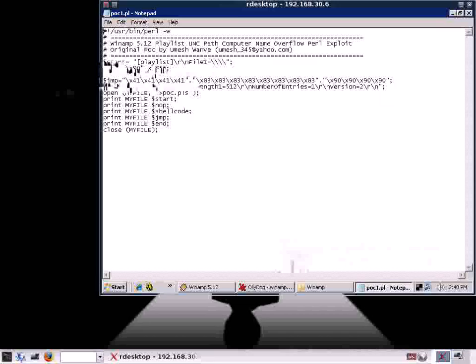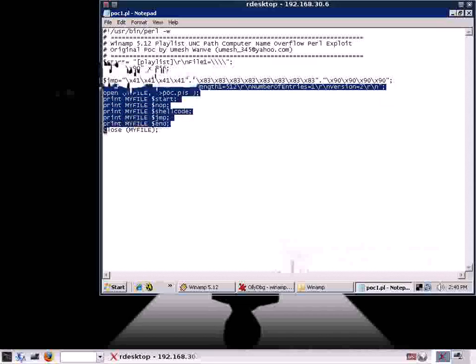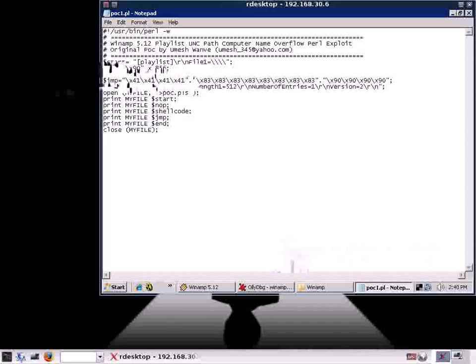So this is our playlist file. We write it here. Notice that our buffer has 856 NOPs and then 166 breakpoints. These bytes here will overwrite EIP, and these bytes here are the only buffer space we have. So let's look at this in Olly and examine the crash.